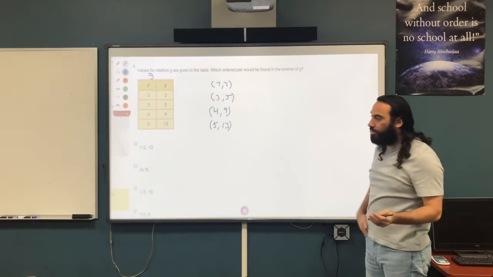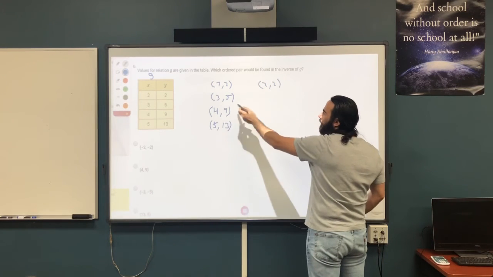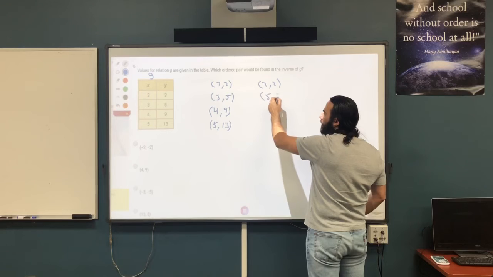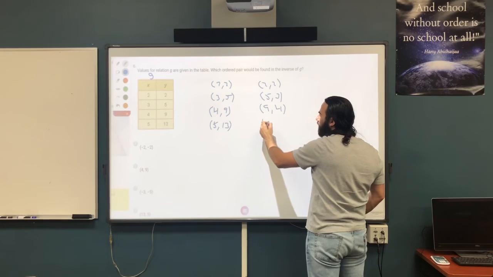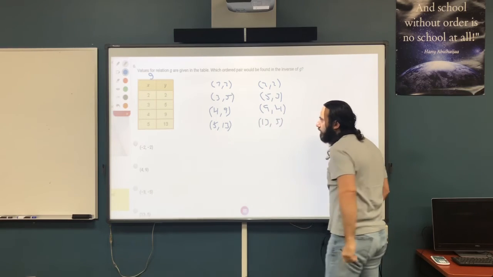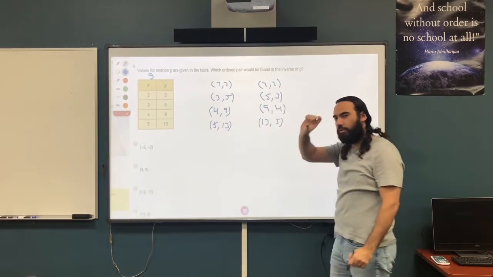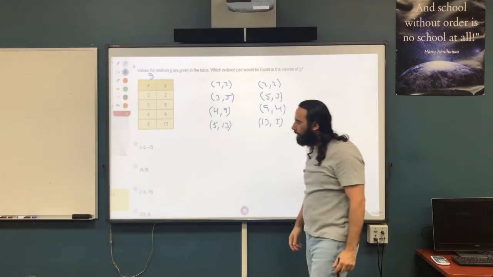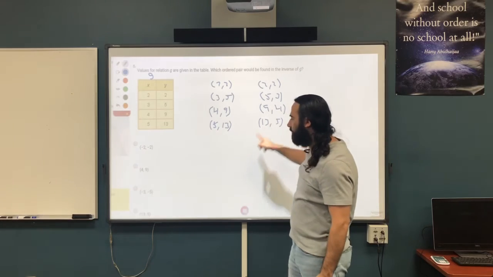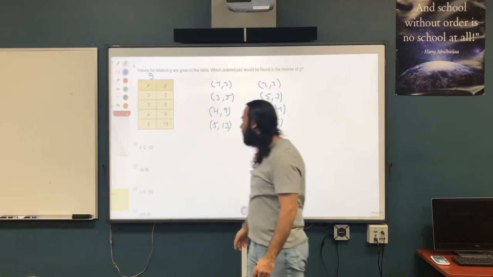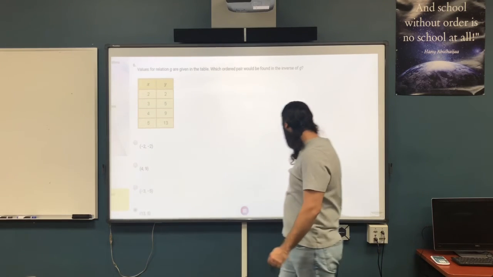So in the inverse, it's going to be the opposite. The opposite of 2, 2 is 2, 2. The opposite of 3, 5 is going to be 5, 3. The opposite of 4, 9 is going to be 9, 4. The opposite of 5, 13 is going to be 13, 5. So any of these points will be on the inverse of G when you switch between the x and the y. So the only one that's here, let me see. So it's 13, 5. It's here. So that's the answer. 13, 5.